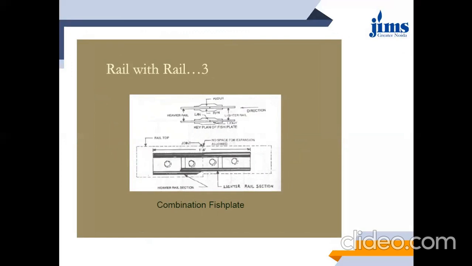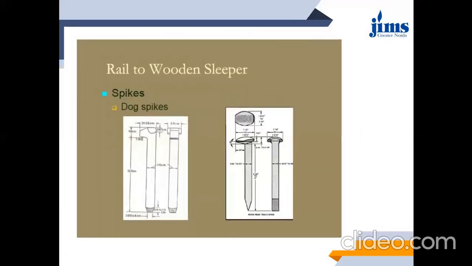Okay, so here in the diagram you can see a combination of fish plates. Whenever a heavier rail and a lighter rail are to be joined, the fish plate needs to be modified as well. So for that purpose, we make use of a combination fish plate. As you can see in the diagram, the left half of the fish plate is heavier and the right part of the fish plate is lighter. Similarly, the lighter rail section is joined at the right side, and the heavier rail section is on the left side.